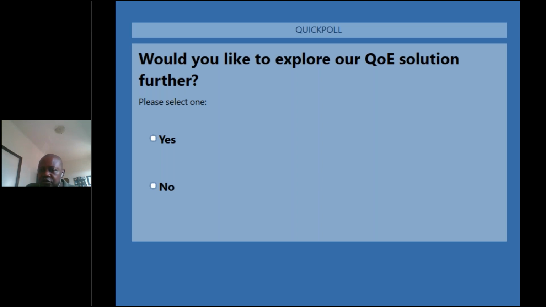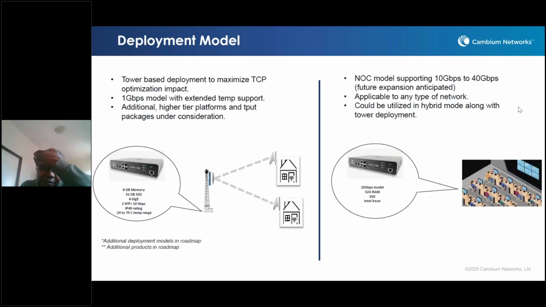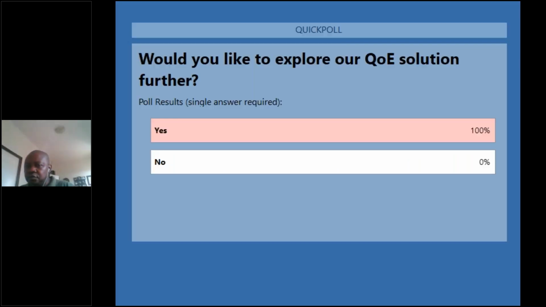Okay, I'm going to close the poll and share the results. So 59% voted, and all of them voted yes to wanting to explore further. So again, we need to reach out and give more information and address those that are interested. I'm going to hide the poll now.